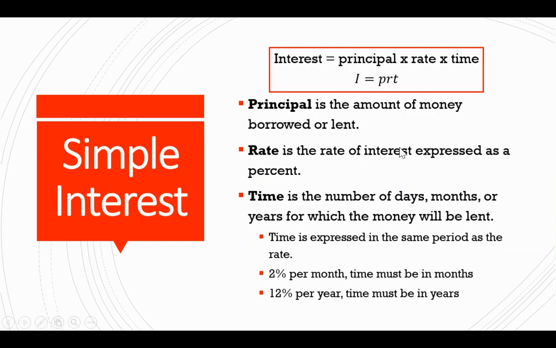To calculate this simple and basic interest concept, we have this formula. Interest is equal to the principal times the rate times the time. Principal is the amount of money borrowed or lent. Rate is the rate of interest expressed as a percentage. We use percentages here, not the decimals. Time is the number of days, months, or years for which the money will be lent. Time is expressed in the same period as the rate. So if it's 2% per month, time must be in months. If it's 12% per year, time must be in years. And that's what we're talking about, simple interest.